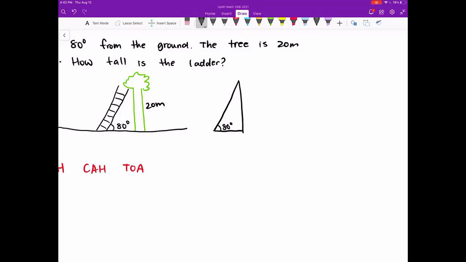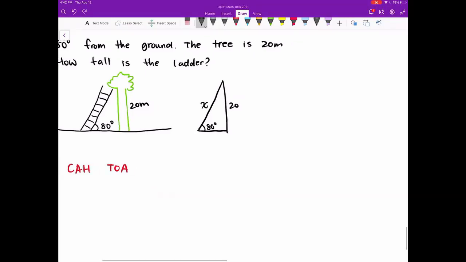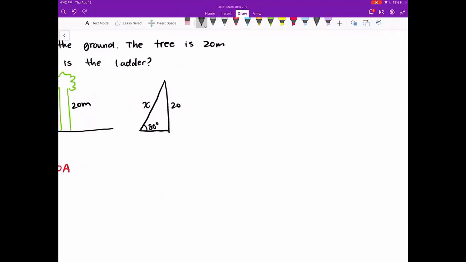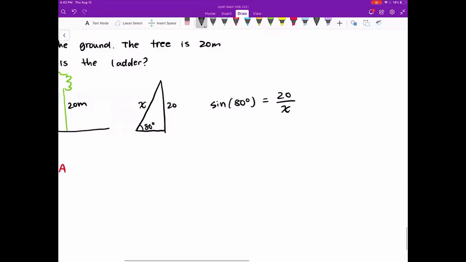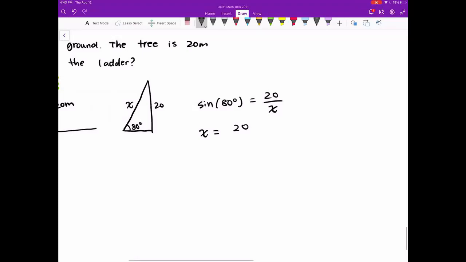Okay. So here we basically have a simple diagram without the tree and the ladder. Here we're finding the hypotenuse. We have the opposite and the hypotenuse, and the only trig equation that works out is sine. So sine 80 is equal to the opposite, which is 20, over the hypotenuse, which is the length that we don't know. Now we can rearrange the equation to put x on one side, and we get 20 over sine 80. If we run the calculation through a calculator, we get 20.3.